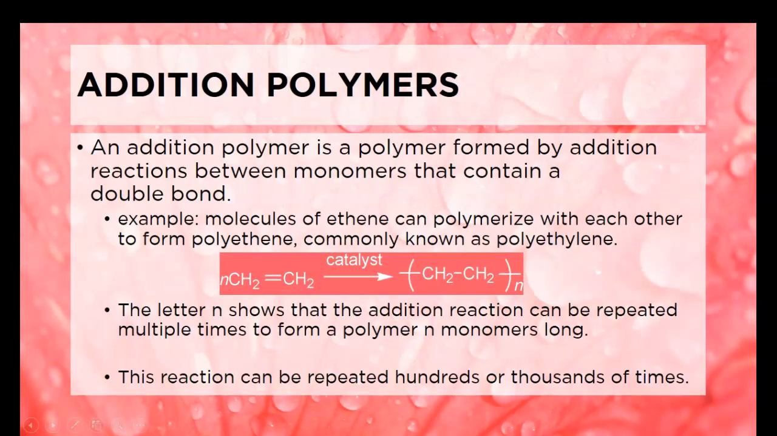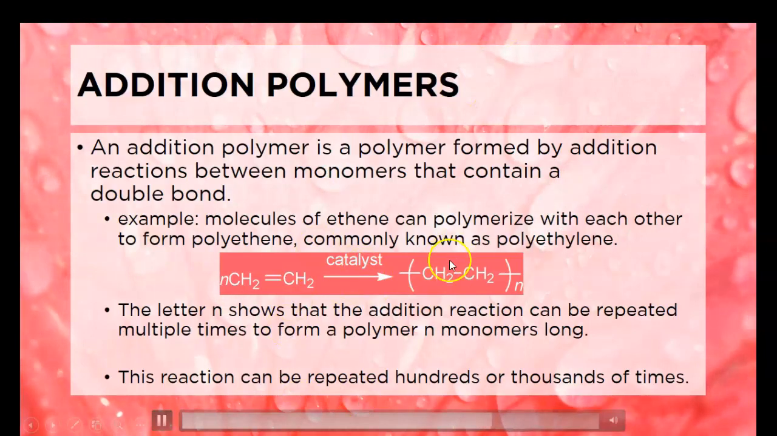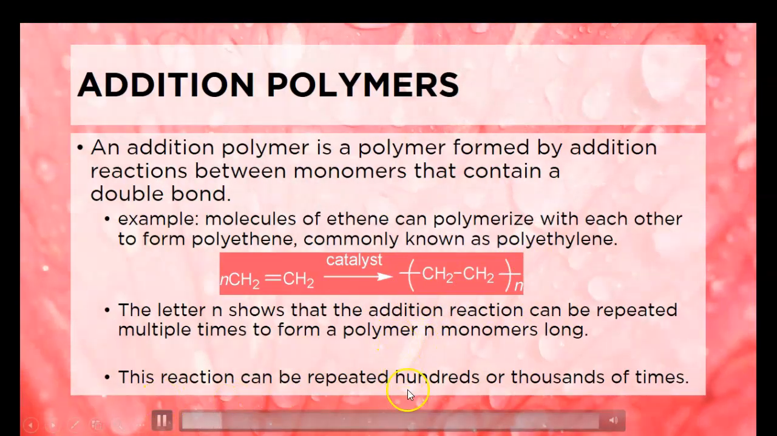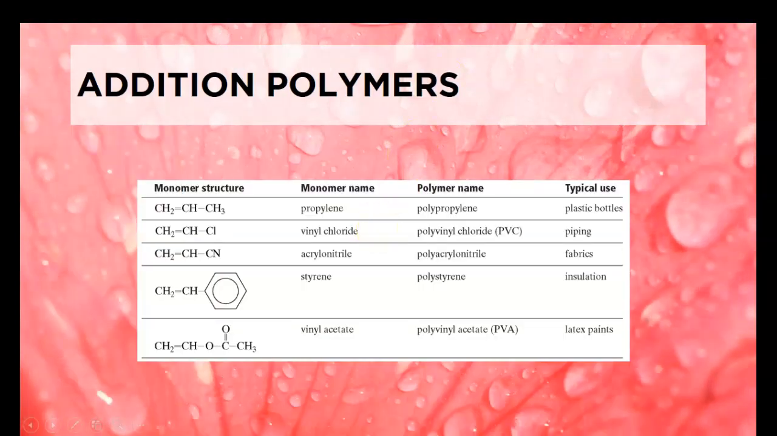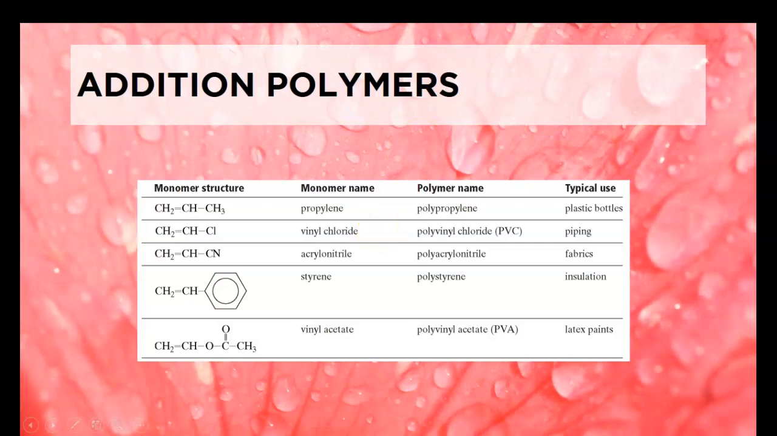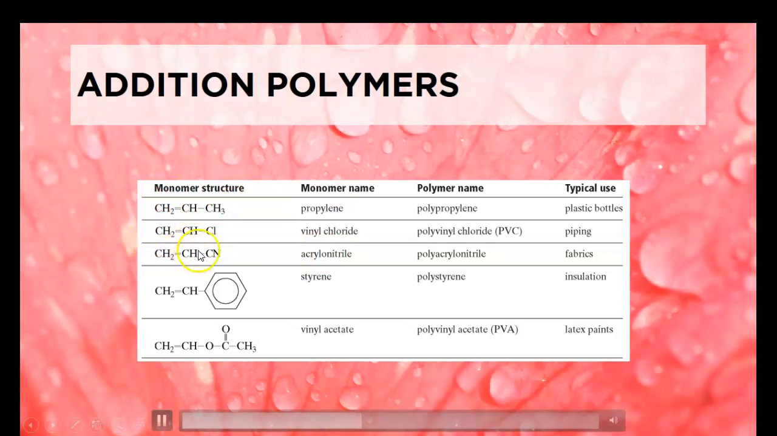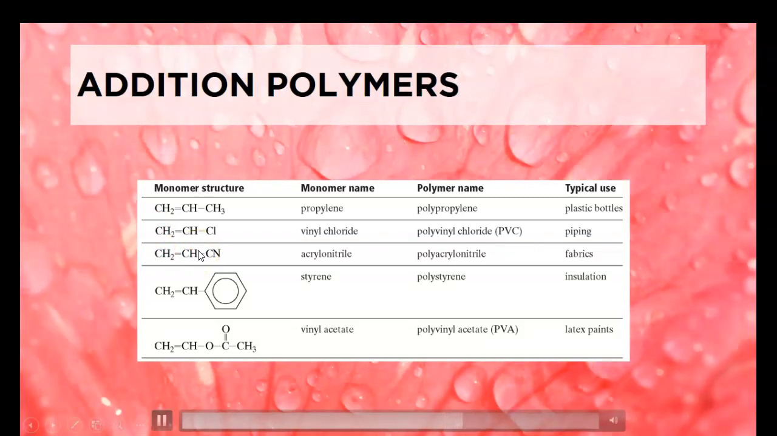So molecules of ethene can polymerize with each other and form polyethylene. We just use a catalyst, and we can have a number of polymers chained together, a certain number of monomers long, and this can be repeated hundreds of thousands of times. And we can make really long chains of polymers. So this monomer would be called propylene. Vinyl chloride, which we're hearing that in the news a little bit with that train situation over in East Palestine.